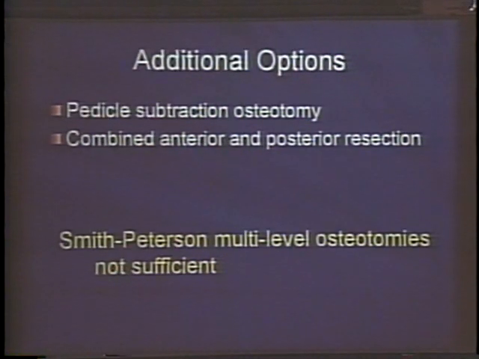So what do we do when, in our judgment, the multiple level Ponte osteotomies are inadequate to correct the amount of kyphosis present? We have two other weapons or techniques that we can employ, one being the pedicle subtraction osteotomy or subtotal corpectomy. And finally, in very long cases usually with neurologic involvement, combined anterior and posterior resection is necessary.